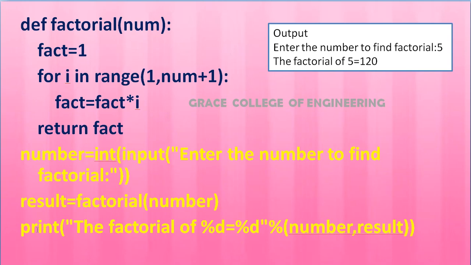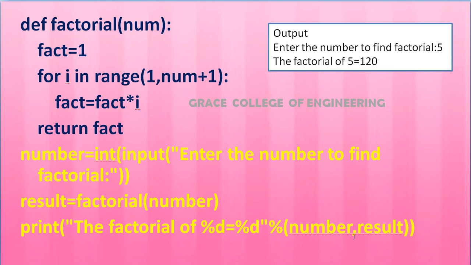Next, print the factorial of %d is equal to %d. There are two % signs present, no? Don't get confused about that. After that, closing the double quotes, percentage number comma result.